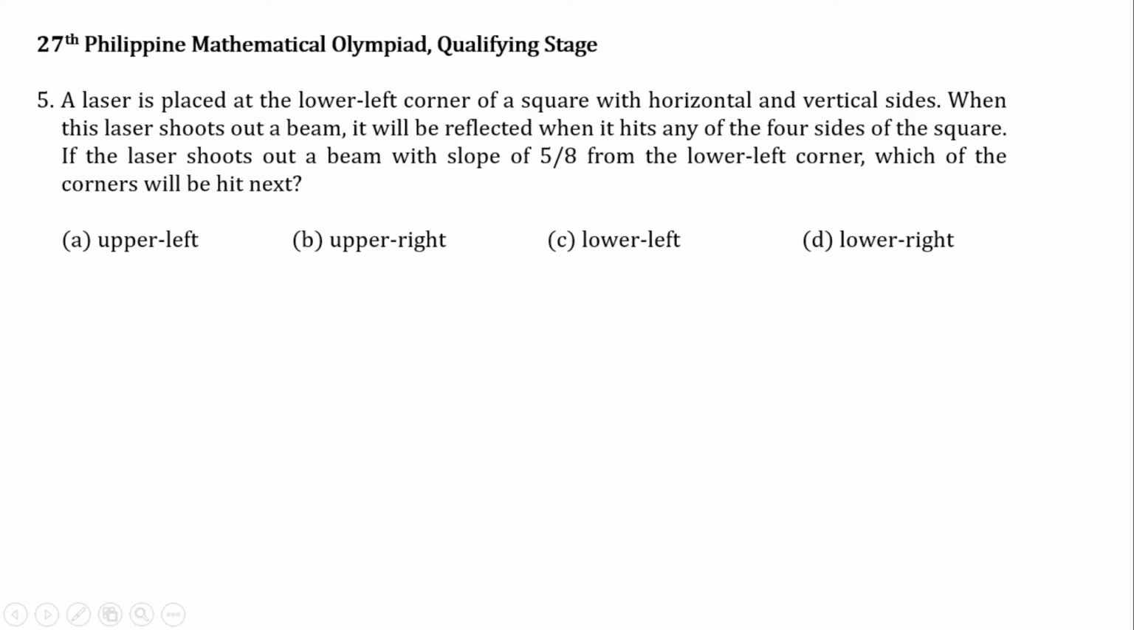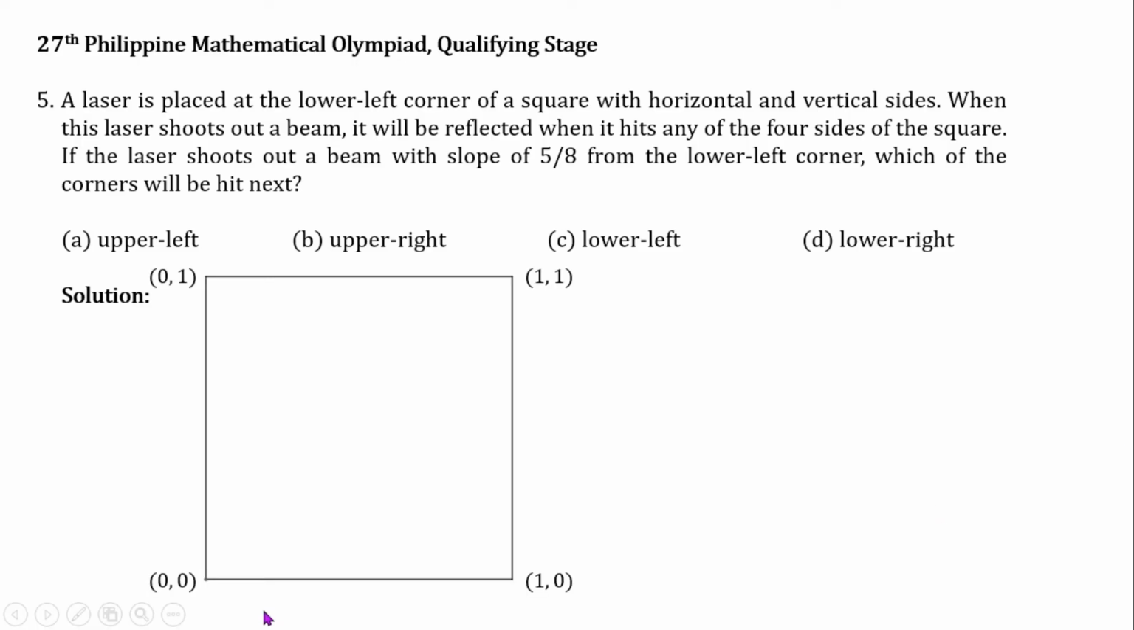Problem number 5. A laser is placed at the lower left corner of a square with horizontal and vertical sides. When this laser shoots out a beam, it will be reflected when it hits any of the 4 sides of the square. If the laser shoots out a beam with slope of 5/8 from the lower left corner, which of the corners will be hit next? Let's start by creating a square with vertices at (0, 0), (1, 0), (1, 1), and (0, 1).